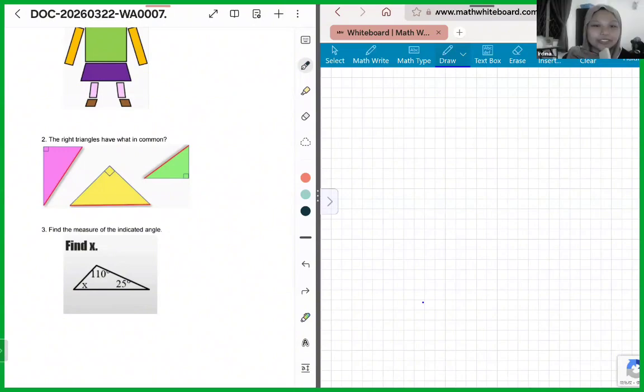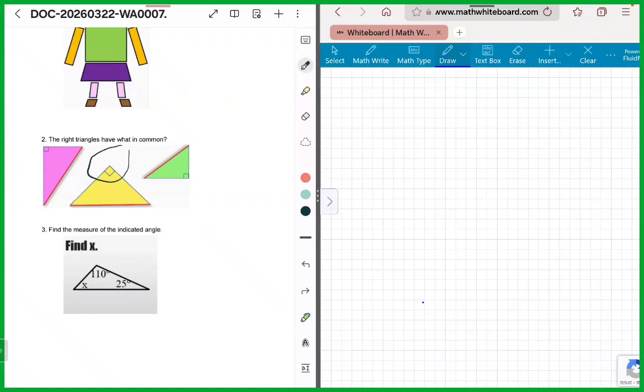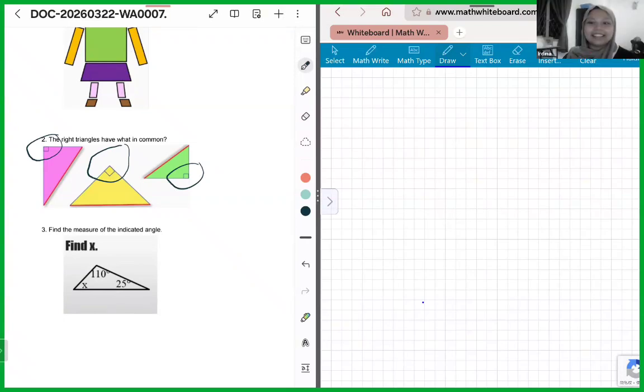Teacher, can I try? Yeah, sure. The triangles have the exact 90-degree angle. Yeah, exactly, your answer is true. We can see all the triangles have a similar mark, the small square here. This means it has 90 degrees. So the answer is right angle, or we call it 90 degrees. Everyone understand? Okay. Now question 3.